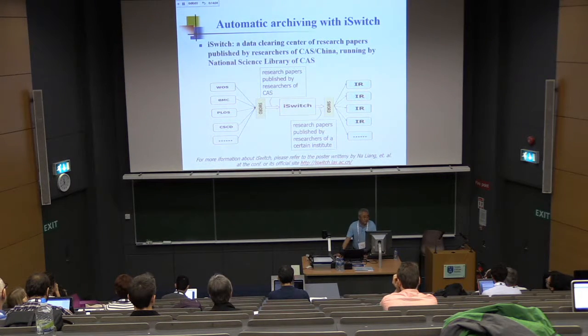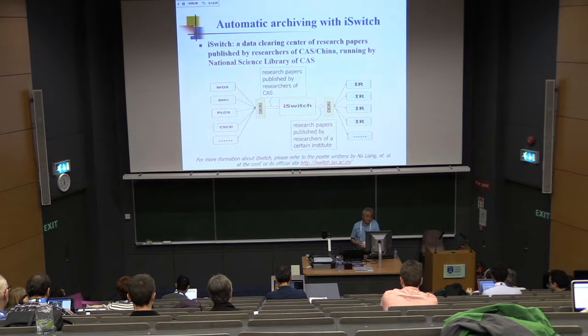The next is automatic archiving with iSwitch. iSwitch is a data clearing center of research papers published by researchers of CAS, and maybe as a next step it will contain research papers published by researchers of China. The service is run by the National Science Library of CAS. For more information about iSwitch, my colleague Leonard has a poster at the conference. You can also visit its official site to find more information.